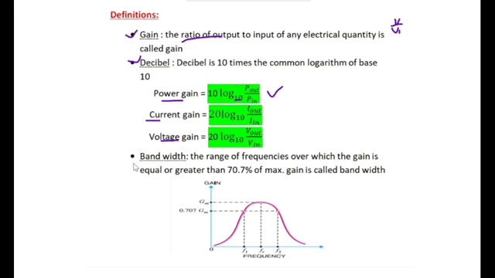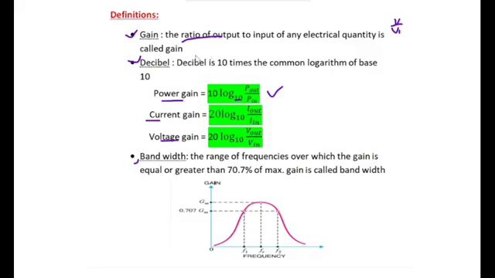And the next one is bandwidth. Bandwidth is nothing but the range of frequencies between two point frequencies, that is the lower cutoff frequency and the higher cutoff frequency. The frequencies in between the lower point and the upper point are called bandwidth.